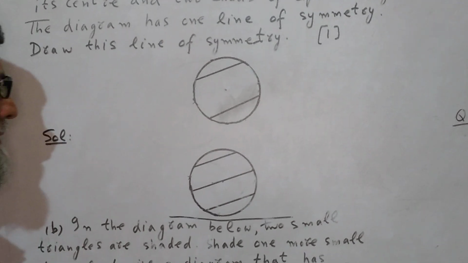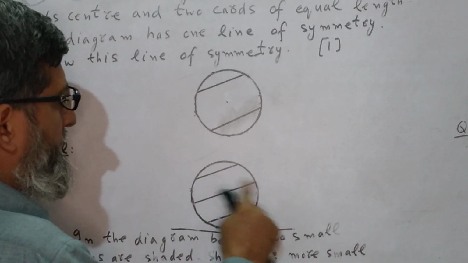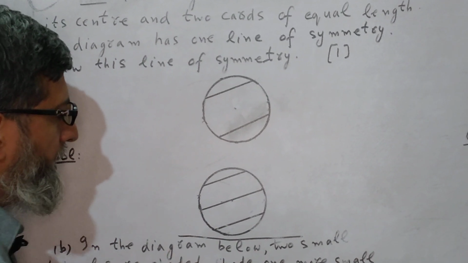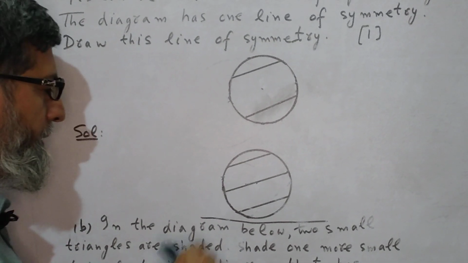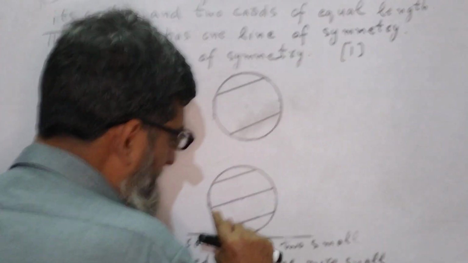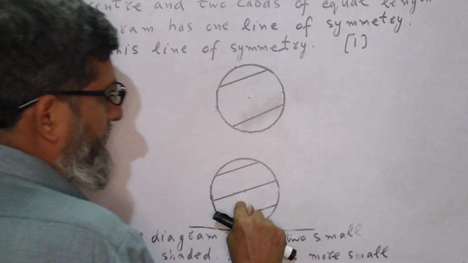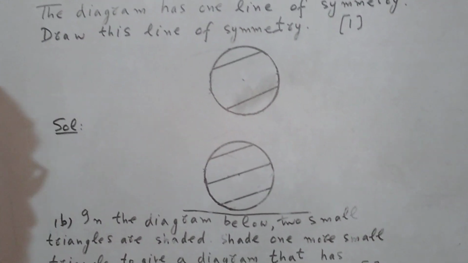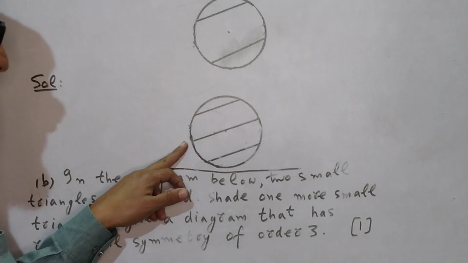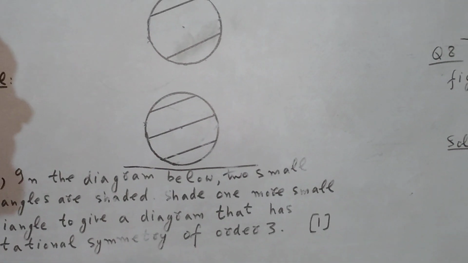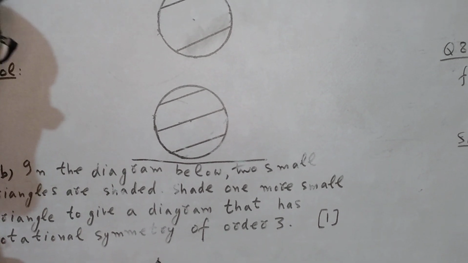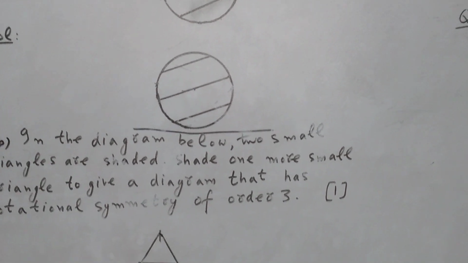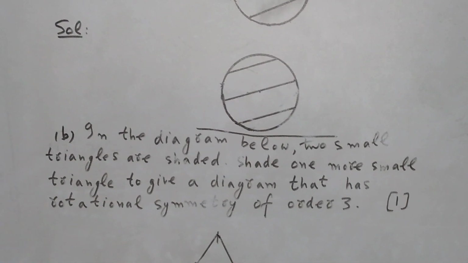So we draw this circle and the chords again. This line of symmetry which is asked of us would pass through the center, and it would be parallel to both the given chords. So this diameter is actually the required line of symmetry for this problem. Next, question number 7, part B is here.